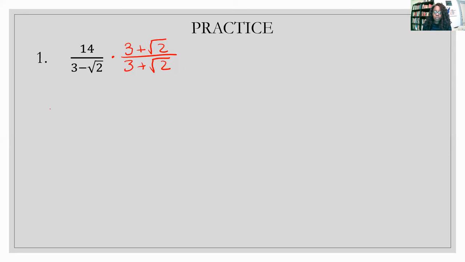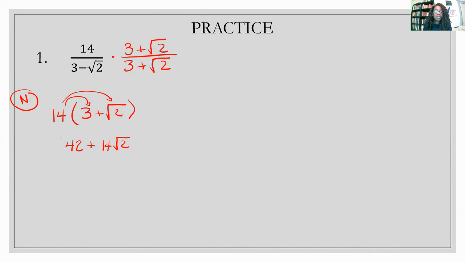So for my numerator, we have 14 times 3 plus the square root of 2. So we're going to distribute that 14 to everything inside the parenthesis. So 14 times 3, that gives me 42, plus 14 square root of 2. So that's my numerator.